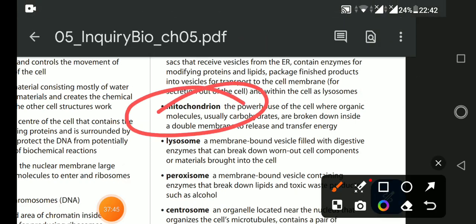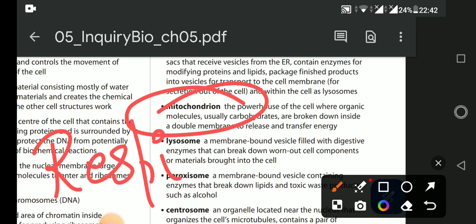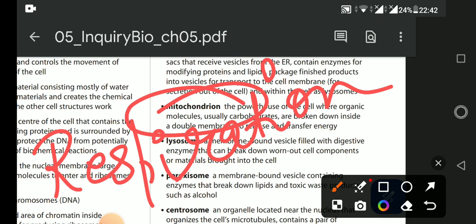Mitochondria, that is the powerhouse of the cell, where the organic molecules, mainly the carbohydrates, will be broken down to release energy. I'll give you a very simple example. आप खाना खाते हो. खाना क्यों खाते हो? क्योंकि आपको एनर्जी मिलती है. अब वो एनर्जी आपको किस प्रोसेस से मिलती है? रेस्पिरेशन से. So respiration is the main process which gives you energy.